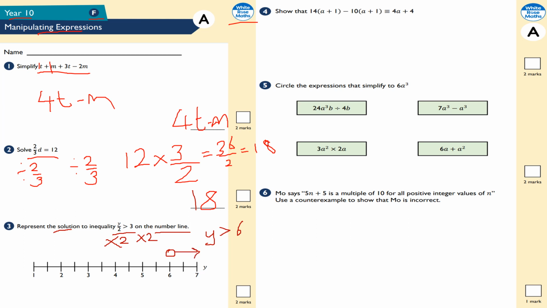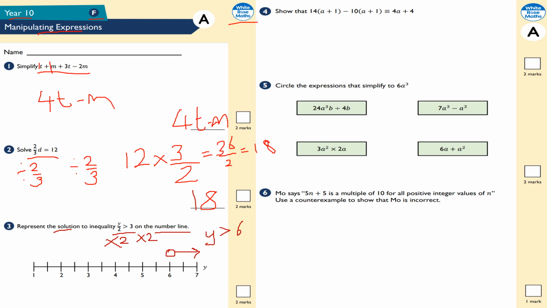Y is bigger than 6, so y can take values 7, 8, 9, 10, 11, and so on, and even values like 6.01, 6.1, 6.2, 6.3, and so on, as long as the number is bigger than 6.